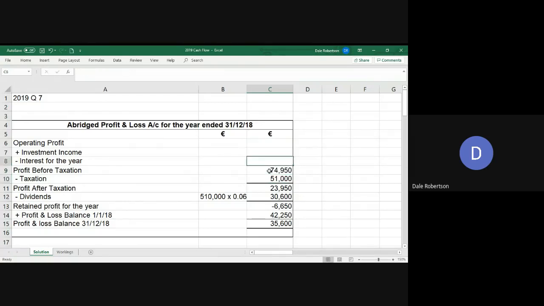Okay. Now, the interest for the year. Well, this is a slightly more tricky little working. This is interest payable for the year, and then this is interest receivable for the year. So the interest payable for the year, how do we work that out? Well, we need to talk here about the debenture interest.